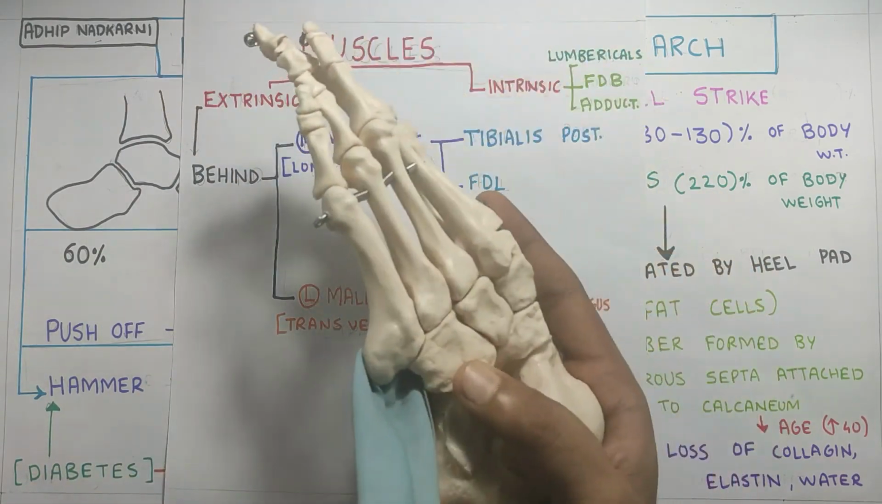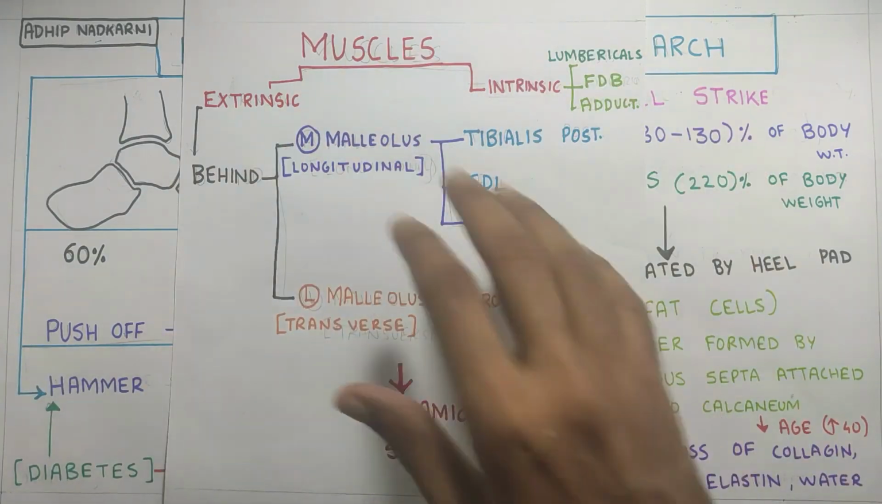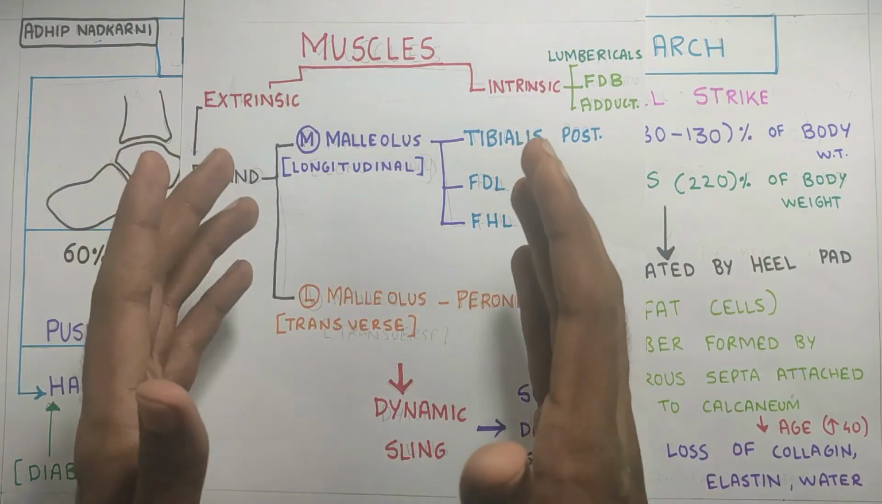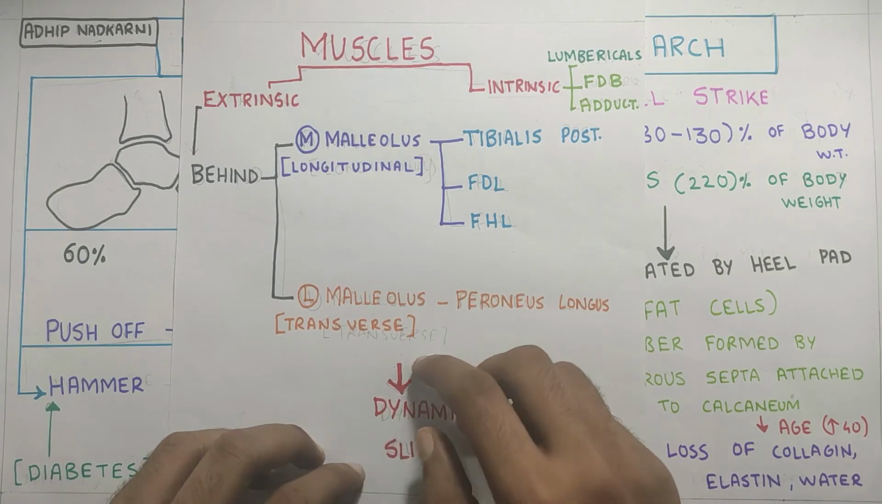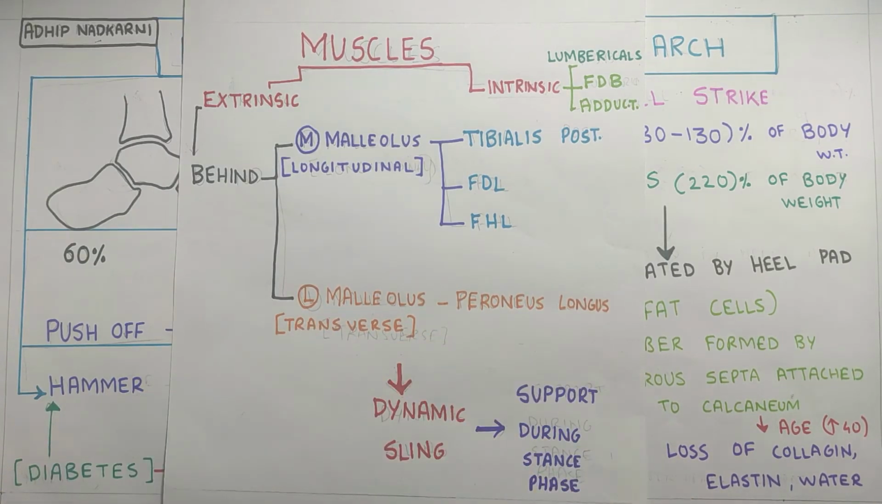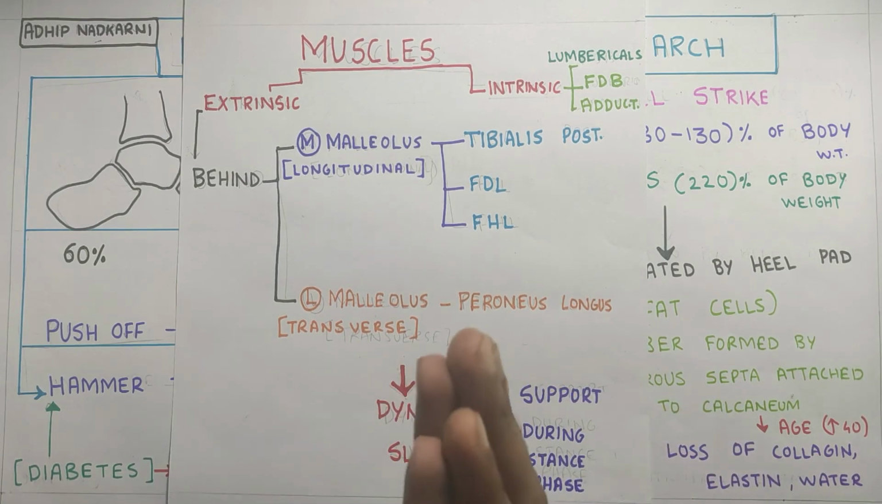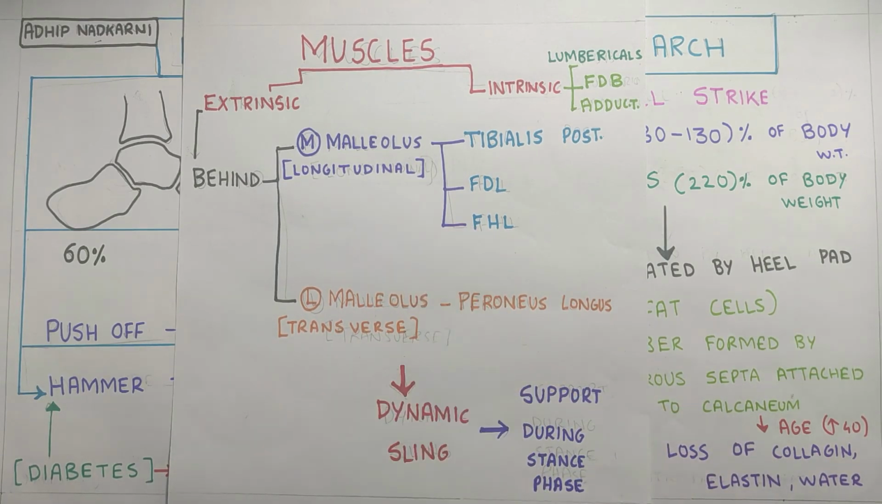So inversion, eversion, and also the grasping property is provided by all the muscles, and these are called the dynamic sling because they help your foot to adapt to different surfaces in different situations, and this support is provided especially during the stance phase. So that is the function of the muscle.